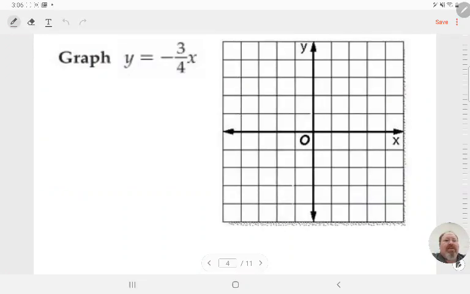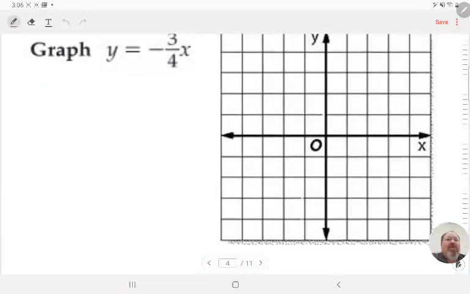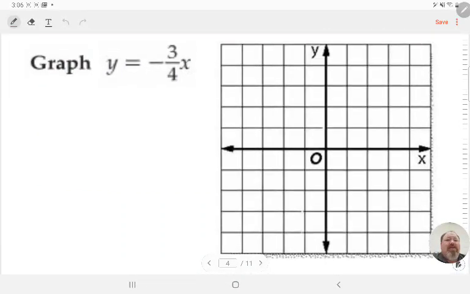All right, so here's another example. We are going to graph y equals -3/4 x. All right, so it's rise over run. And since it's -3/4, one of them has to be negative. So I could say -3 over 4, okay? So my rise would be -3.